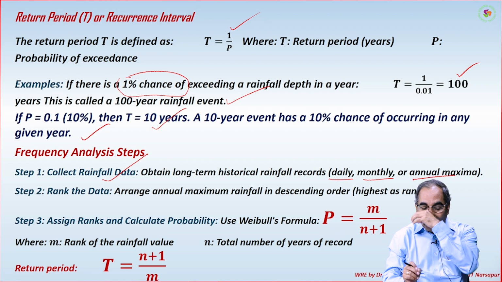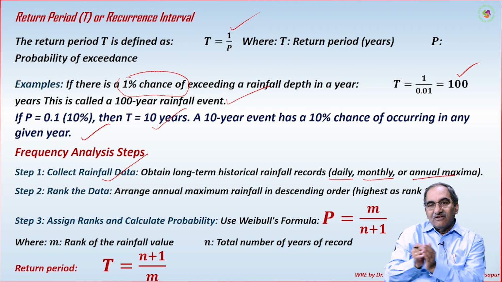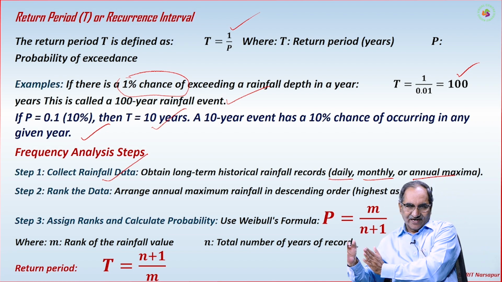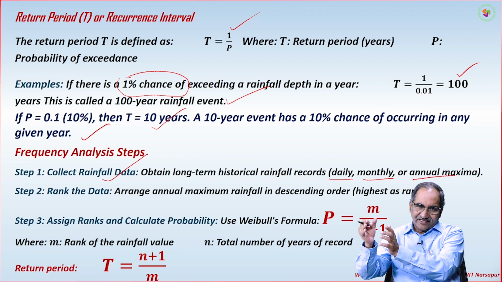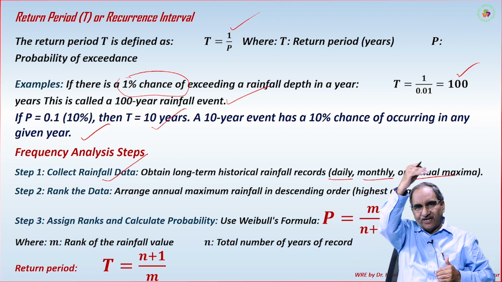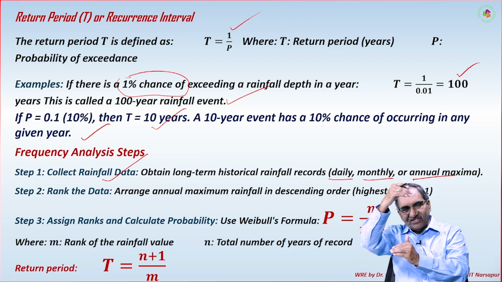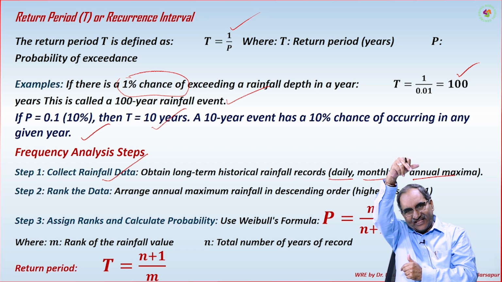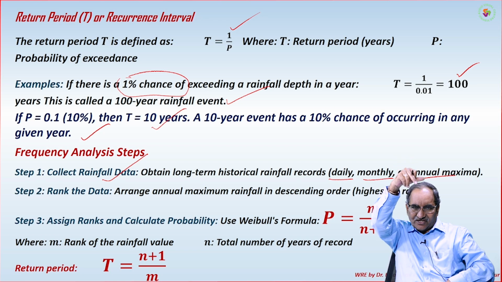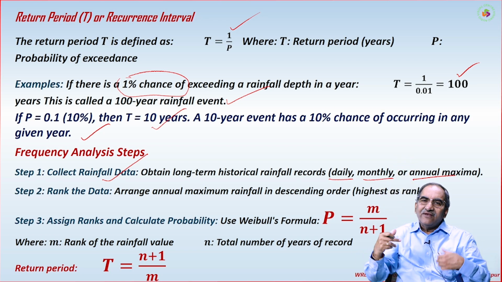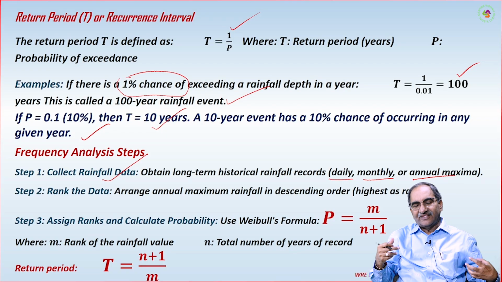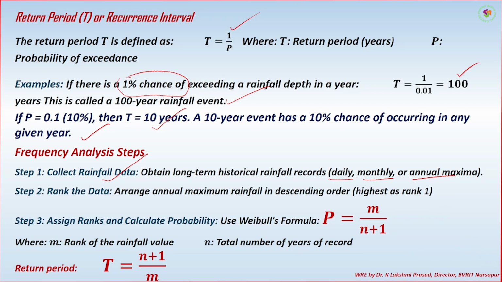So the return period calculation is based on, first, you collect the annual rainfalls. After collecting the annual rainfalls, arrange them in descending order. Then note the top one as rank 1 and the last one as the last rank. Then use Weibull's formula or Hazen's formula or California formula and calculate the return period. That's what I have written. So Weibull's formula says that the return period T is equal to N plus 1 by M.